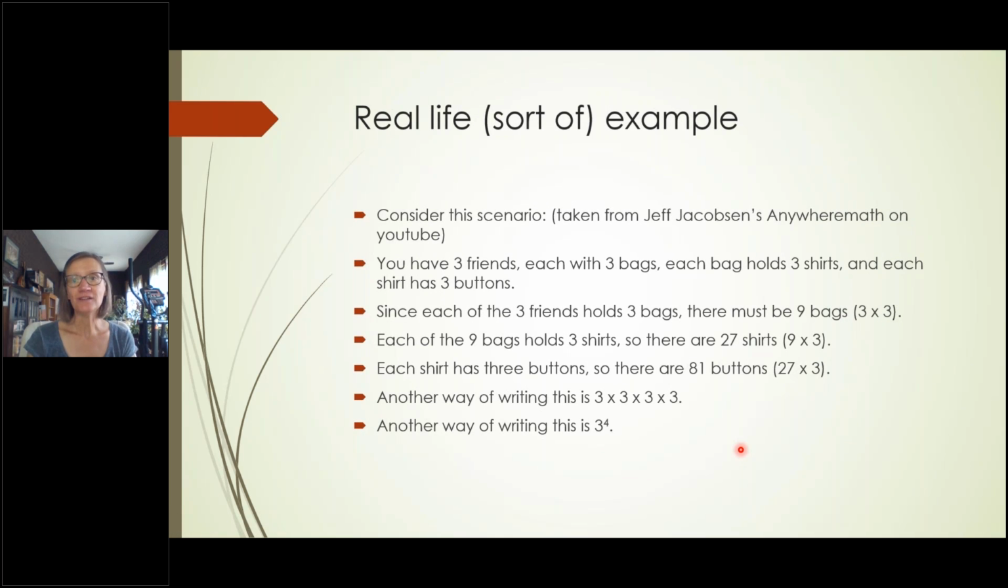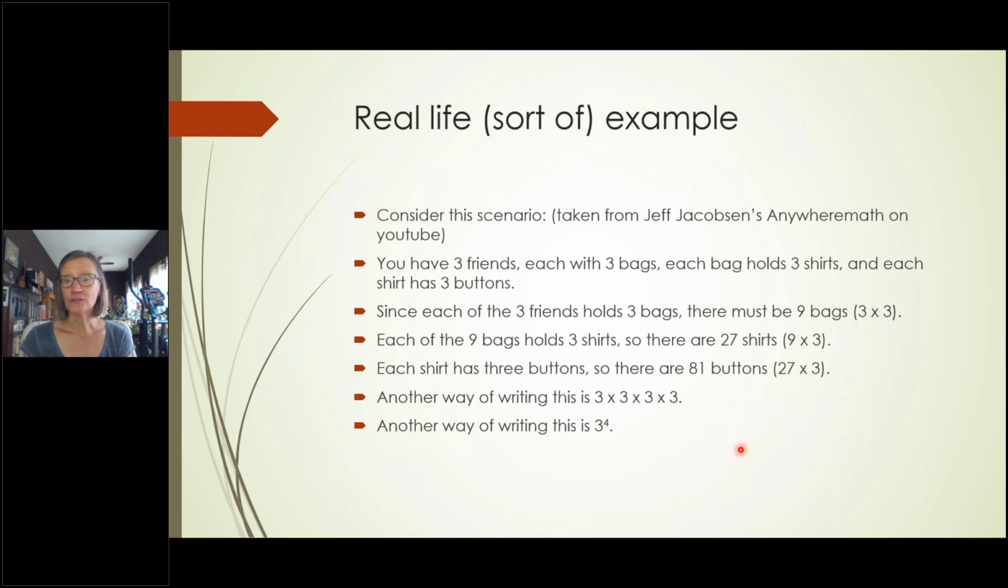So I found this little scenario on Jeff Jacobson's Anywhere Math website, which is a website I recommend. He's pretty good about explaining things. But his little scenario was to show the use of powers. You have 3 friends. Each friend has 3 bags. Each bag holds 3 shirts, and each shirt has 3 buttons.